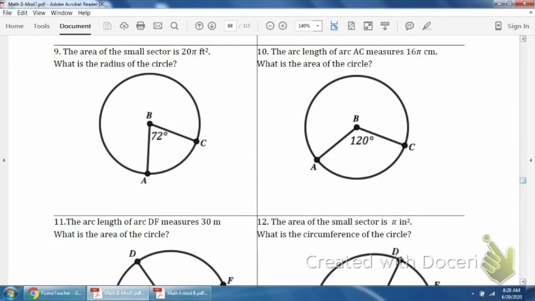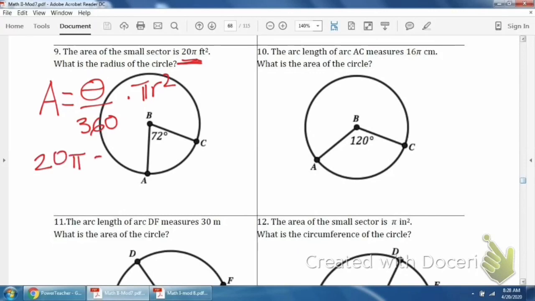Arc length here. Let's go back to that one real quick. So they're asking you for the radius here. So we know here that the area of this sector is going to be equal to the angle over 360 times pi r squared. So in this case, they're actually giving you the area. So that 20 pi is going to go in here.